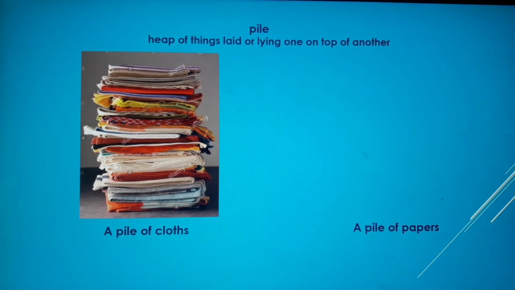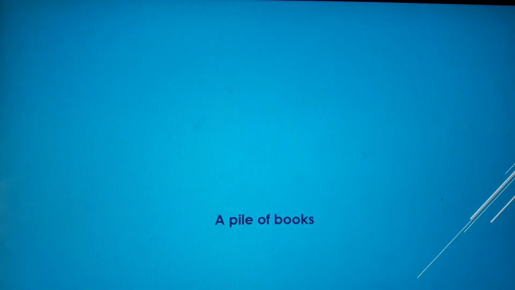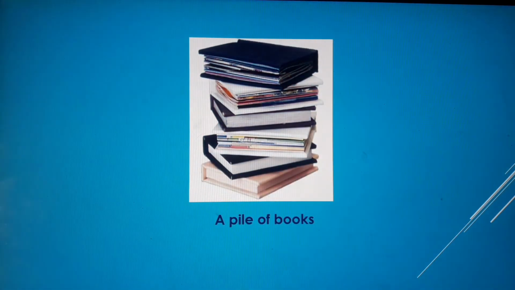So next, a pile of papers. This is also a pile. So they are also lying one on top of another. Let's move to the next. A pile of books. Another pile, a pile of books. That is the collective noun.